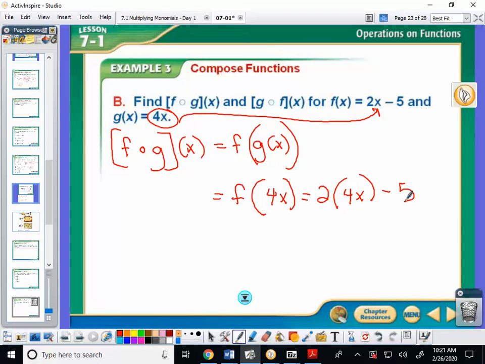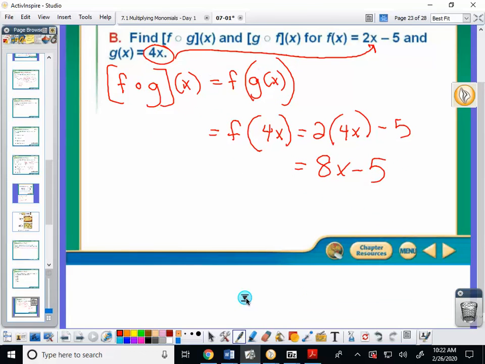I'm putting the pineapple into the pizza right here. Just simplify. 2 times 4x is 8x minus 5. Those aren't like terms, so stop there. It's very important that you're labeling your work as f composite g of x. I need to make sure that you know this answer is 8x minus 5.